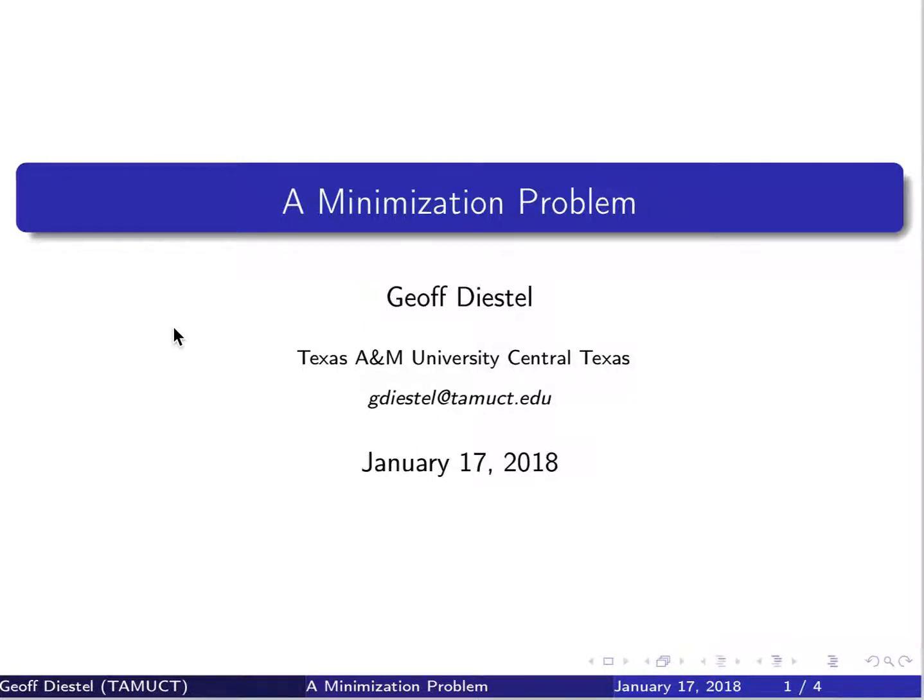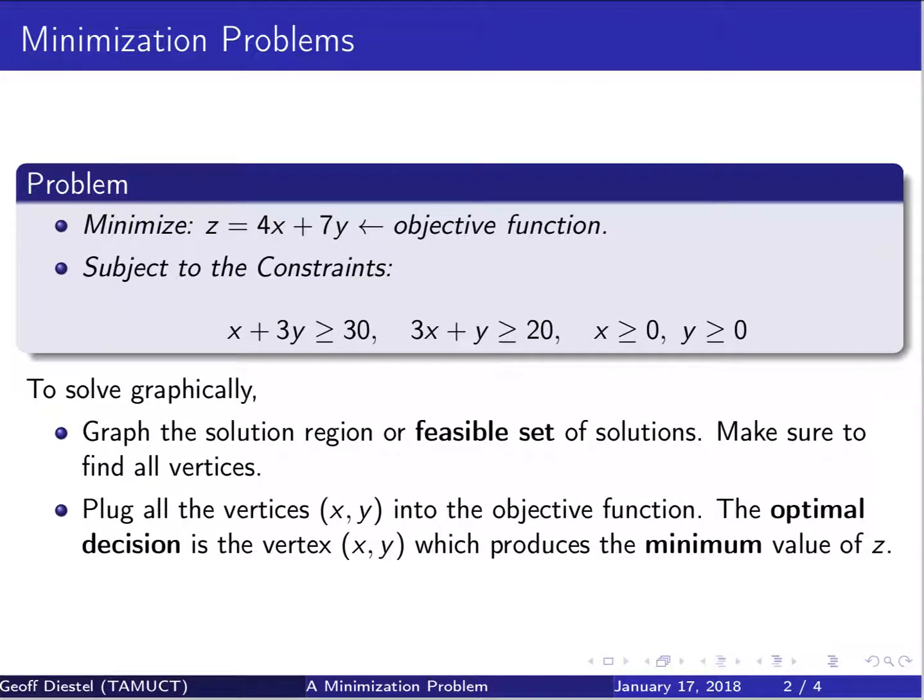Alright, next we'll look at a typical minimization problem. In this case, we're just trying to minimize a quantity based on some constraints as opposed to maximize some quantity. So in this problem we have our objective function is to minimize the quantity z, which is equal to 4x plus 7y, and subject to the constraints that x and y must satisfy the following system of inequalities.